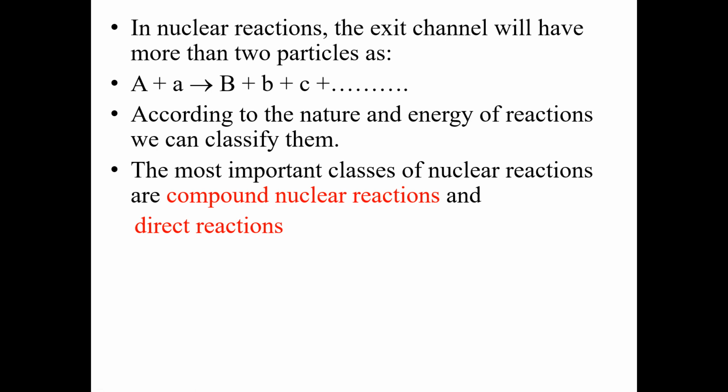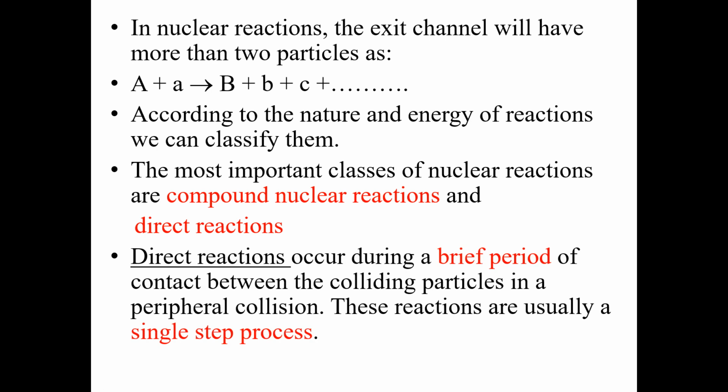Already we have the characterizations of nuclear reactions. Now we are saying how we can classify them. There are two major categories in which we can classify the nuclear reactions. The first category is compound nuclear reactions, and the second category is direct nuclear reactions. Direct nuclear reactions occur during a brief period of contact between the colliding particles, in peripheral collisions. These reactions are usually a single step process.